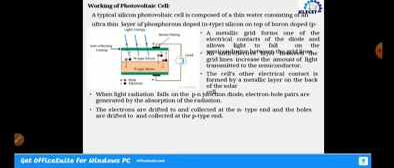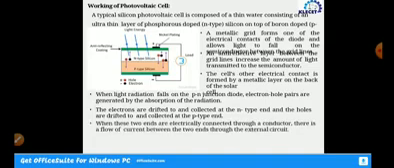When light radiations fall on the p-n junction diode, electron-hole pairs are generated by the absorption of the radiation. After that, the electrons are drifted and collected at the n-type end. Similarly, holes are drifted and collected at the p-type end. When these two ends are electrically connected through a conductor, there is a flow of current between the two ends through the external circuit. So this is all about the working of the photovoltaic cell.